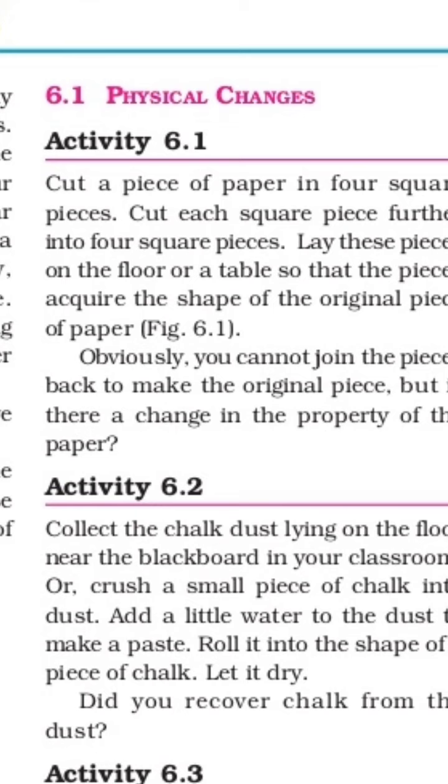Now see activity 6.1. Cut a piece of paper into 4 square pieces. In this activity, we have to take a piece of paper, then cut it into 4 square pieces. Cut each square piece further into 4 square pieces. Lay these pieces on the floor or a table so that the pieces acquire the shape of the original piece of paper. Obviously, you cannot join the pieces back to make the original piece, but is there a change in the property of the paper?